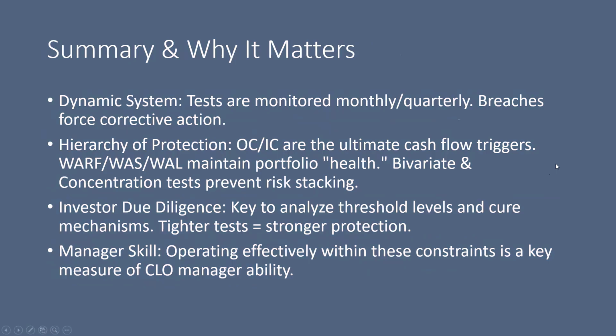So, in summary, CLO quality tests form an interconnected, dynamic system of protection. The weighted averages reward for WAL, maintain baseline portfolio stats, and other types of tests, like the bivariate test or the concentration test, prevent dangerous risk concentrations. And of course, the OC/IC tests stand as the final force, redirecting cash flow at the first sign of real trouble. And as an investor, your job is just to stay strong, realize these tests are there to protect you, and you know they're obviously non-negotiable.